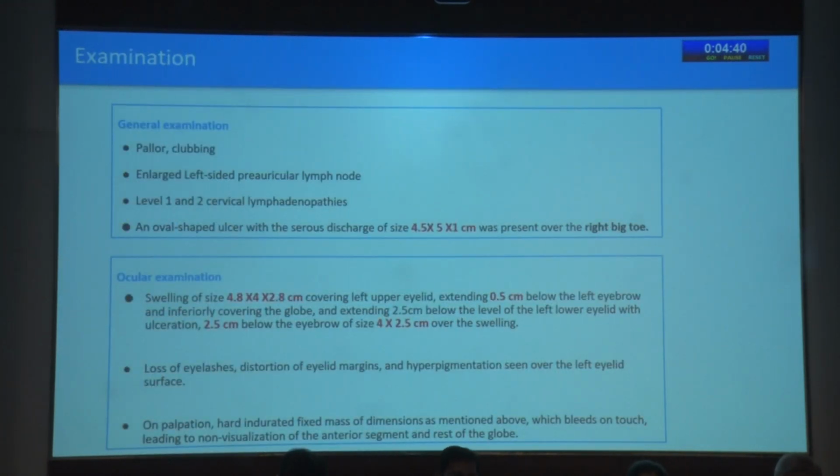General examination showed pallor, clubbing, and a large left-sided periauricular lymph node, level 1 to cervical lymphadenopathy. An oval-shaped ulcer with serous discharge, 4.5 x 5 x 1 centimeter, was present over the right big toe. Ocular examination showed a swelling covering the left eyelid extending 0.5 centimeter below the left eyebrow. Loss of eyelashes, distortion of the eyelid margin, and hyperpigmentation were seen over the left eyelid surface. On palpation, a hard, indurated, fixed mass of the above dimension was noted.